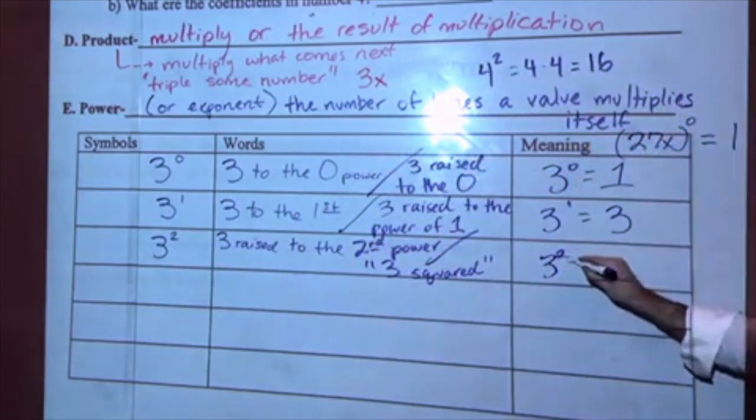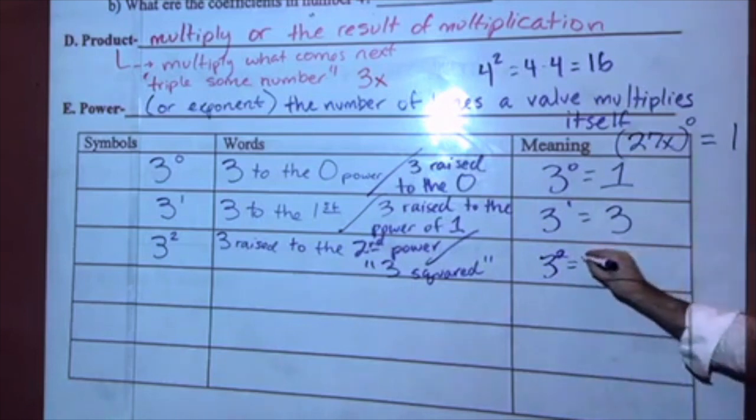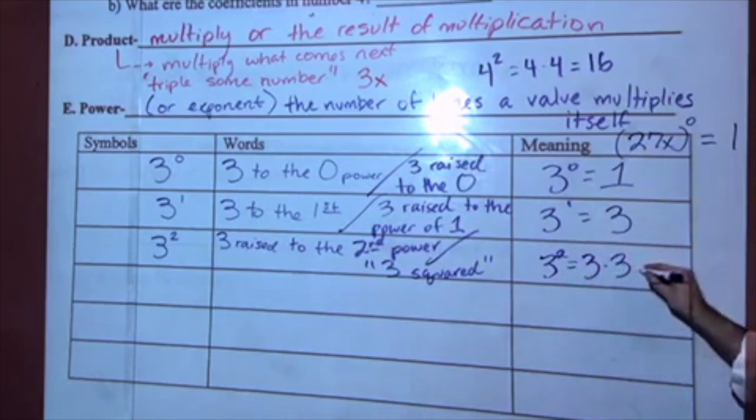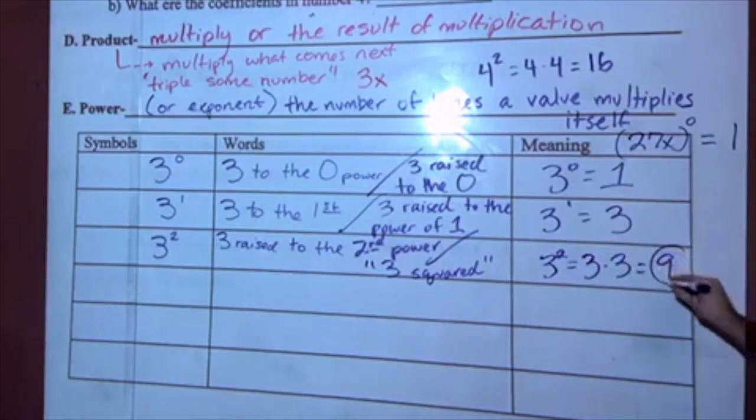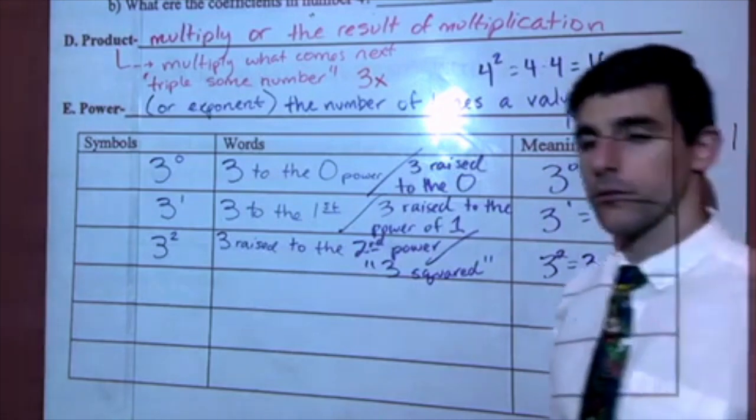Now when we get into meaning, I'm actually going to write this out. This is saying 3 times itself 2 times. So we have 3 times 3. So the true meaning is actually 9. Because that's what 3 squared means. 3 times itself 2 times.